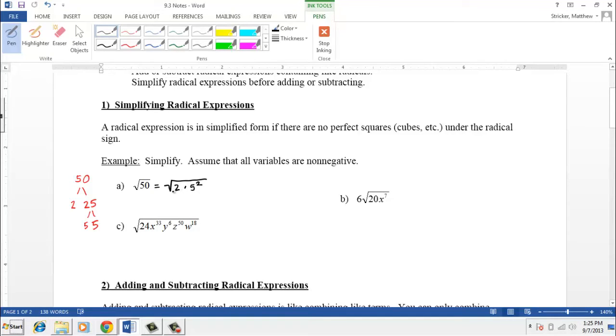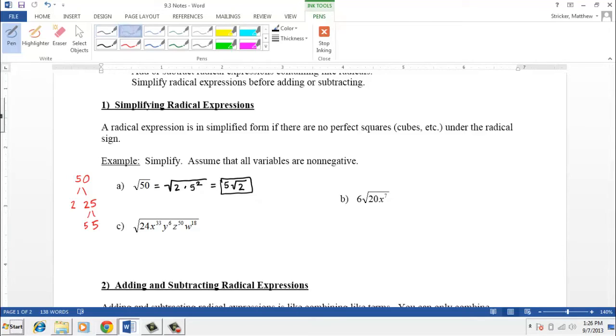We can't take the square root of 2, but the square root of 5 squared, remember, is just 5. So I can pull that out in front, and then the radical 2 stays underneath, because that is not a perfect square. Hopefully that makes sense. Let's look at another one that involves variables this time.